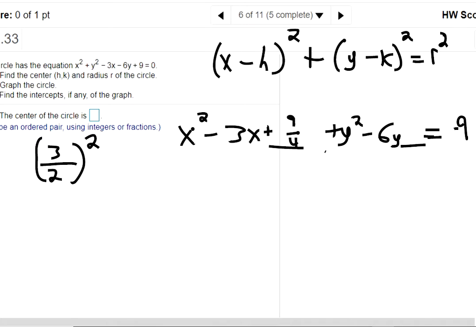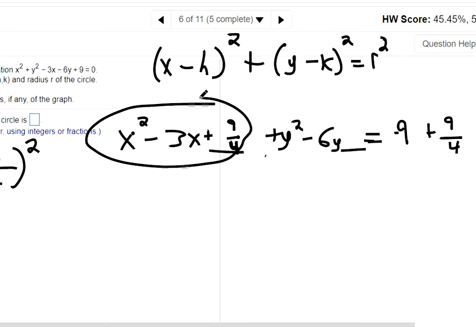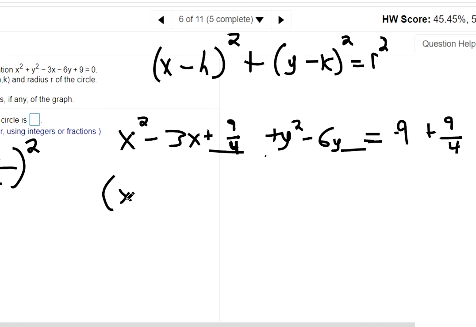But if I just add 9 over 4 to the left side of the equation, it would be unbalanced. I have to add 9 over 4 to this side. Now if you try to factor this, it's not nice, but you need to find two numbers that multiply to 9 over 4 but add to be -3. I had to think for a second because it's a fraction. How about if we square root the 9 and the 4, that would be 3 over 2.